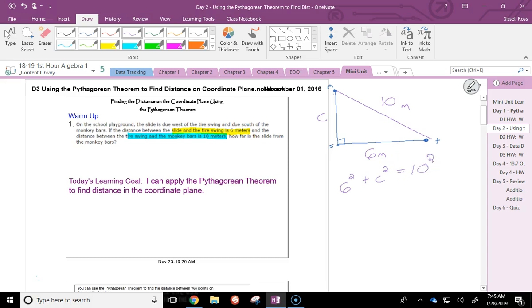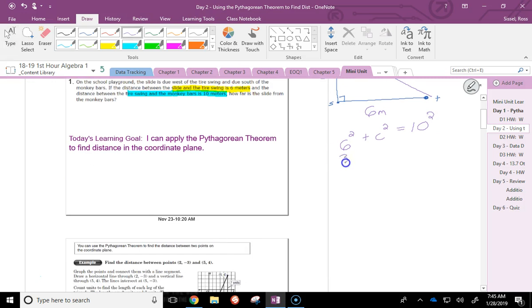And solving this, you would have 36 plus C squared equals 100. And we just solve it like any equation. Let's subtract 36 from both sides. And we get C squared equals 64.